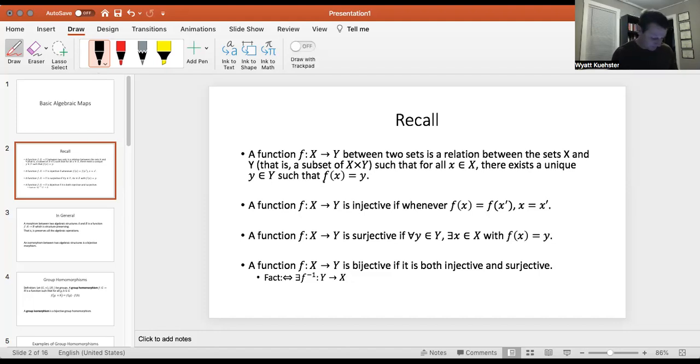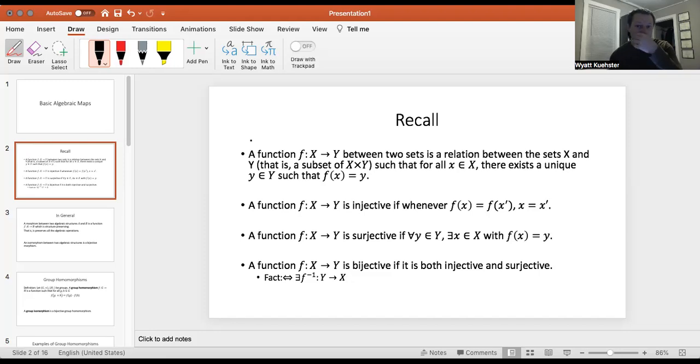I gave the example of a function from R to R, which is the only kind I can really draw a picture of. It's a function if it passes the vertical line test. Maybe I should draw it in a different color. So if there's a unique y value for each x value, then it's a function. Okay, and that's what we talked about in some previous video.